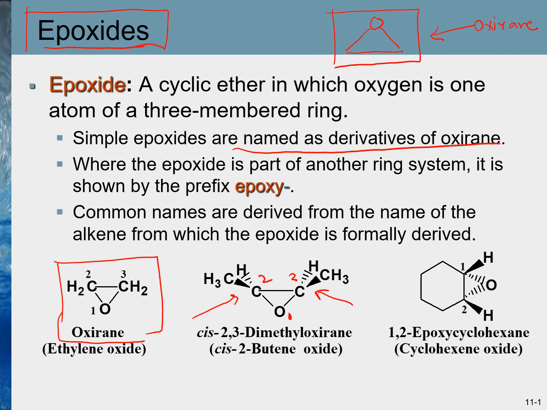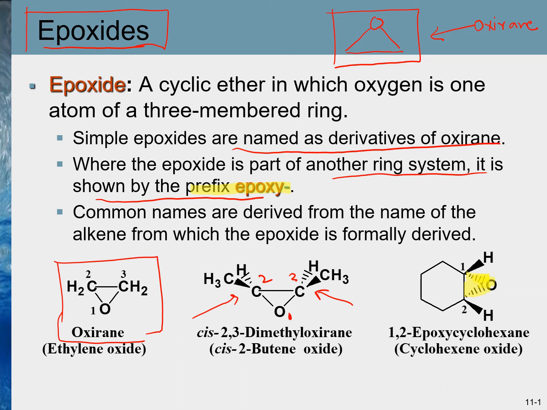Where an epoxide is part of another ring system, it is shown by the prefix epoxy. So for example, in this case, the epoxide is part of a cyclohexane ring system. And in these kinds of epoxide compounds, we use the prefix epoxy to signify that an epoxide ring, that is the three-membered cyclic ring with oxygen, is present.